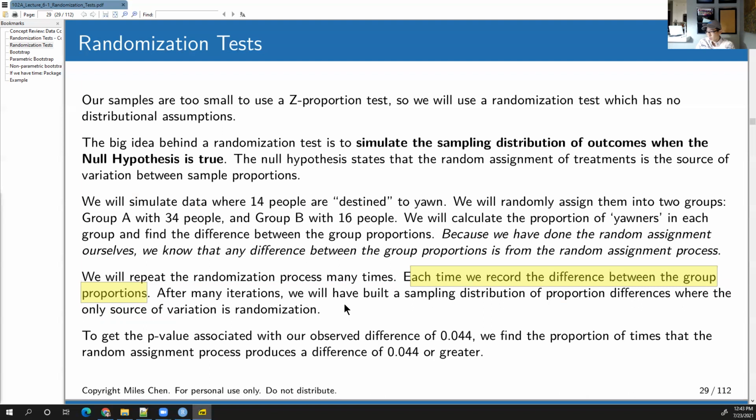And if we do this enough times, we will get a sampling distribution of what kind of proportion differences we can see, right? What kind of proportion differences could result from randomization? Is it possible that by random chance, one group ends up being like 90% yawners and the other 0% yawning? Maybe it's possible, maybe it's not possible. We're going to see what could happen from random chance. Okay. And we want to know how often we get a difference of 4 percentage points.